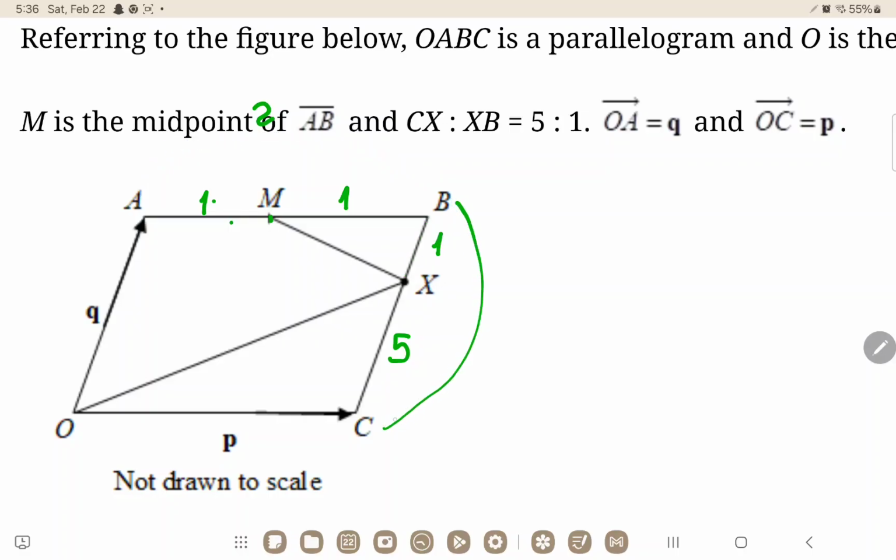So the whole thing would be 6. OA is Q and OC is P. Now, what do we know about a parallelogram from last year? Parallelograms have opposite sides that are equal.